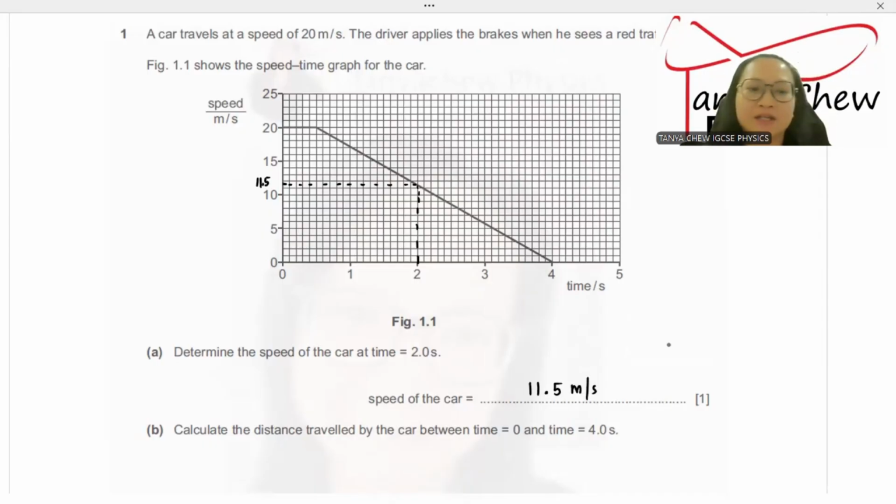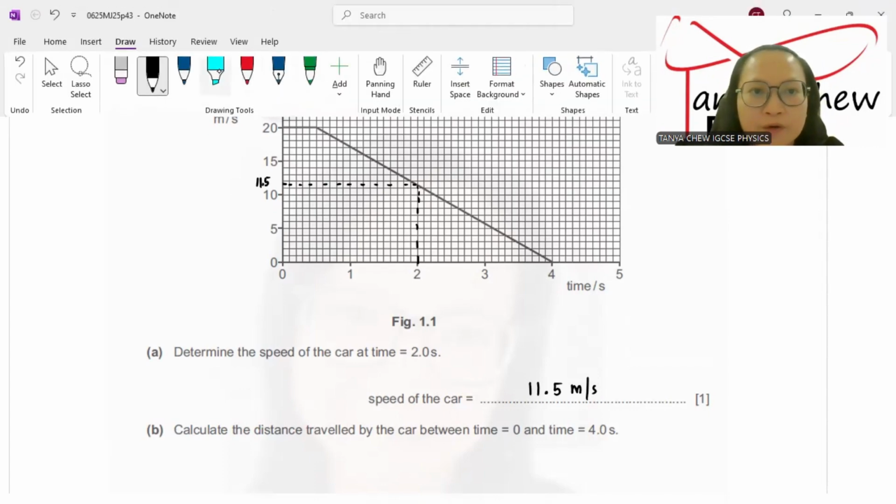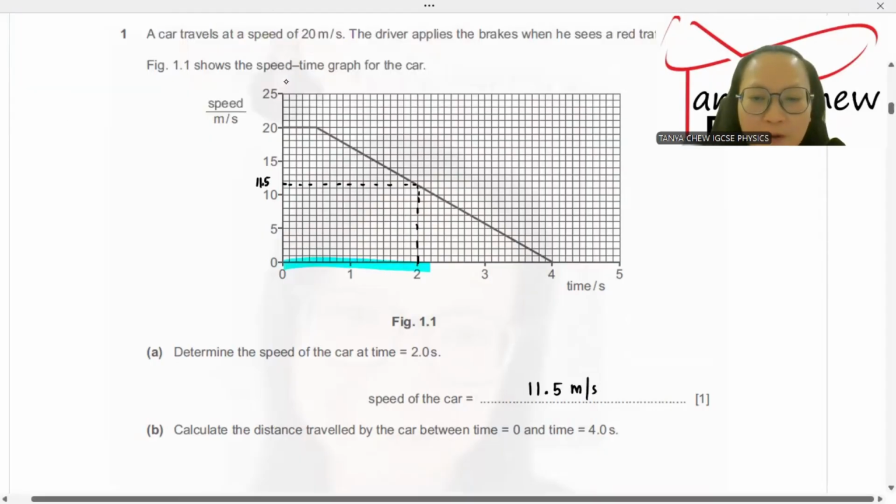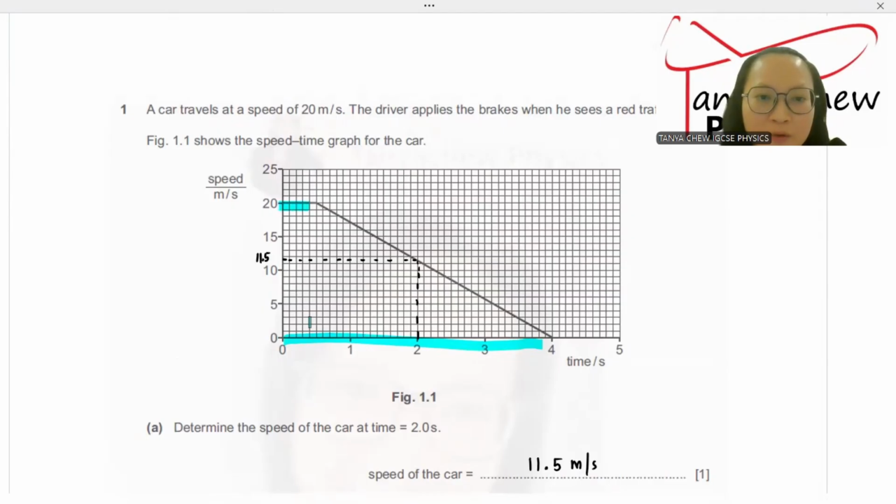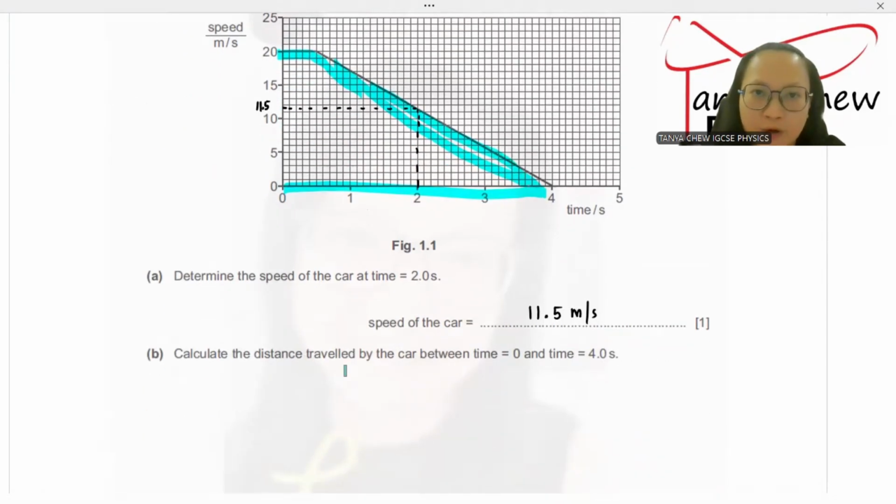Now, B, calculate the distance traveled by the car between time equals to 0 and time equal to 4 seconds. Remember, this is a speed time graph. So whenever you're asked to calculate the distance from 0 to 4 seconds, it is basically asking you to calculate the area under the whole graph here. This is the area of trapezium.